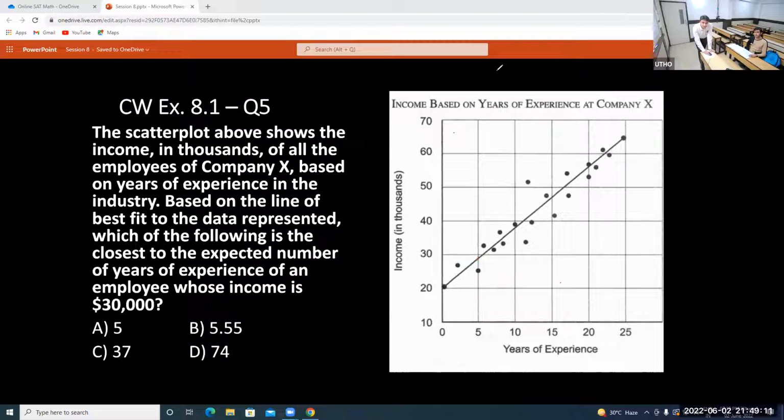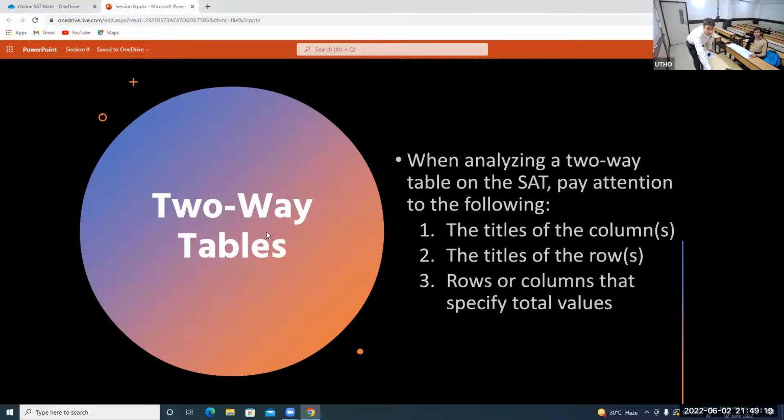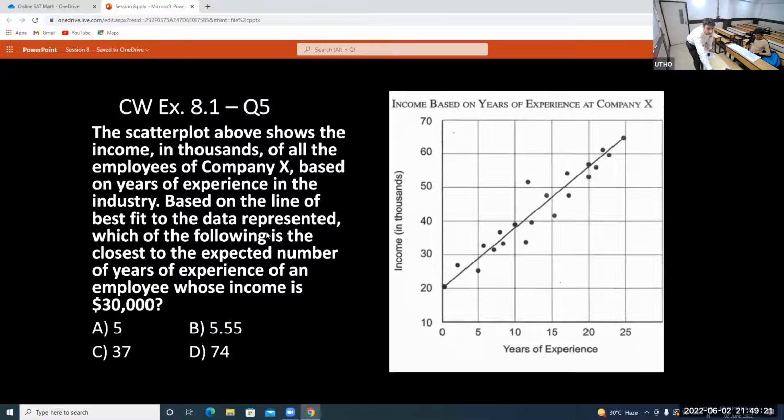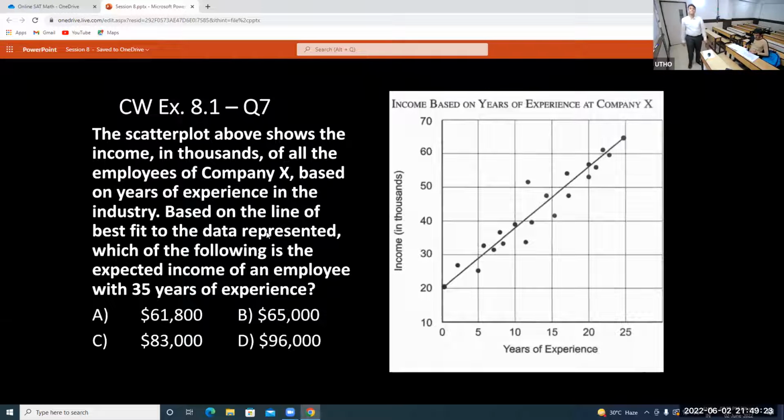I am giving you the same data set, so I should ideally give you less time. This question is here. Let's solve this. What is the expected income of an employee with 35 years of experience? Up to experience, about 25 years. Question number 7 of the book, on graph.